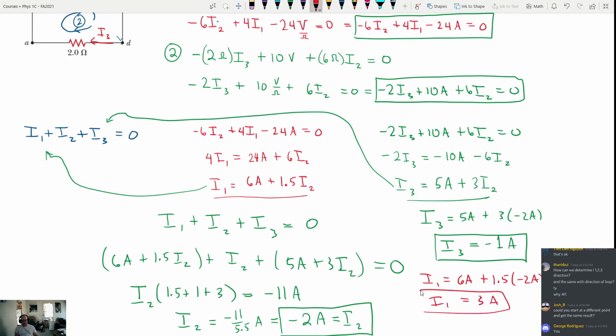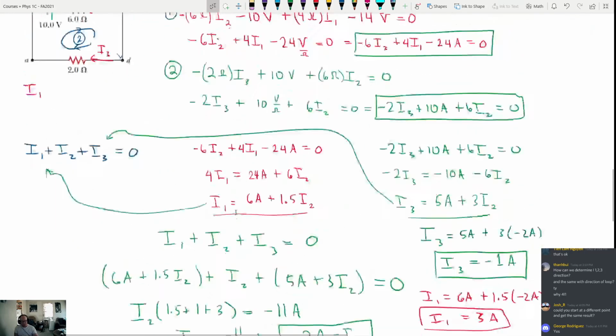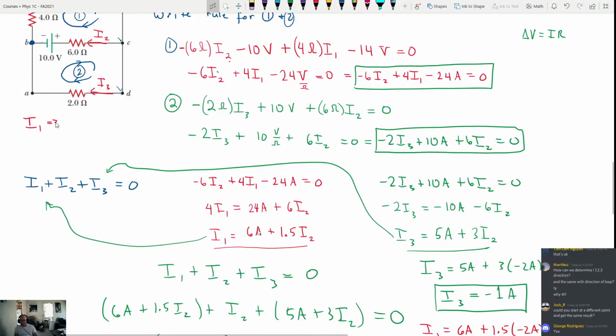So there we go. We end up getting I1 is 3, I2 is -2, I3 is -1. Let's write our answers up here. I1 was 3, I2 was -2, and I3 was equal to -1 amp. So those are our answers.